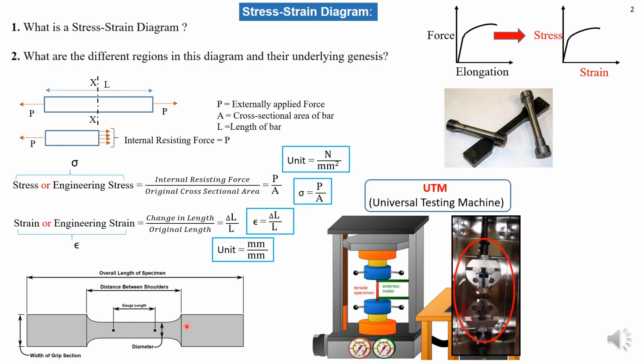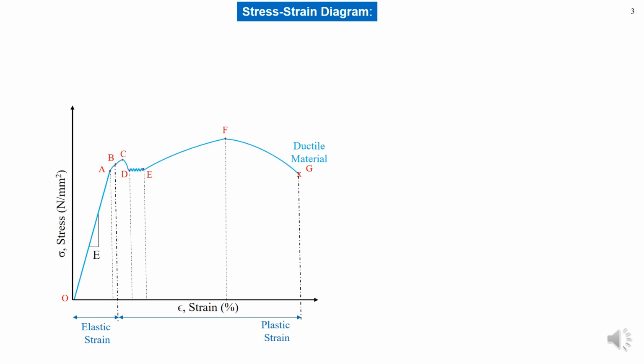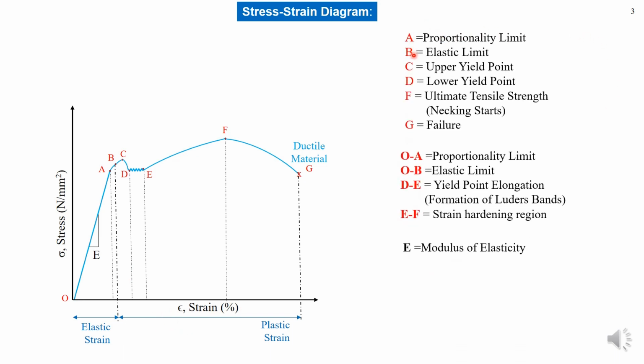This is the picture which shows the grips in an actual UTM, how they look. Now let us move to the stress and strain diagram. Here the y-axis represents stress in Newton per mm square or megapascal, and the x-axis represents strain percentage. Different points have been marked here, although I will explain them as we go point by point. From O, we start testing the specimen.